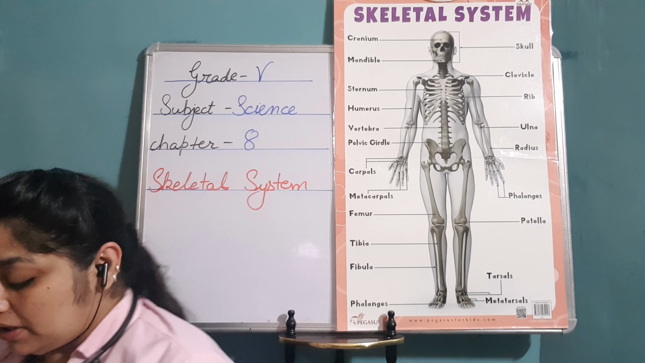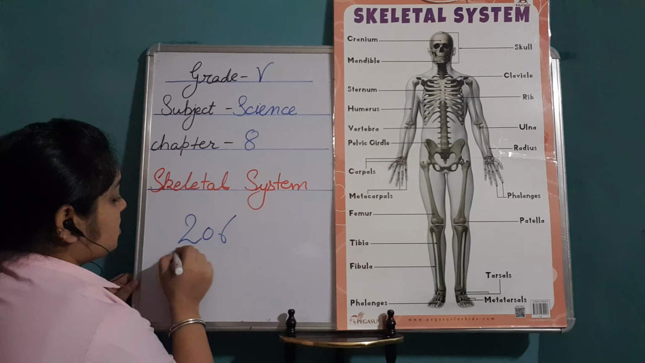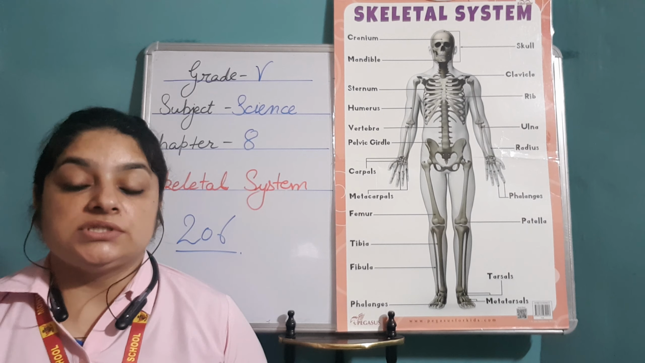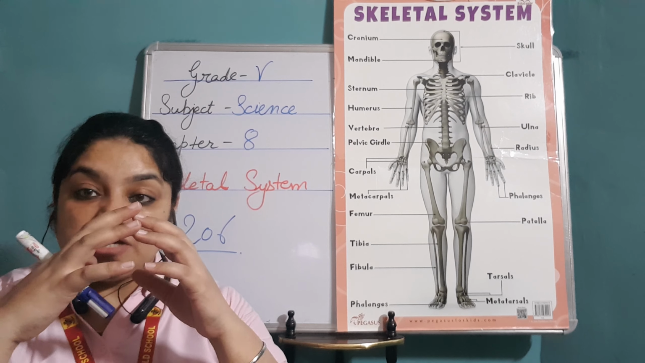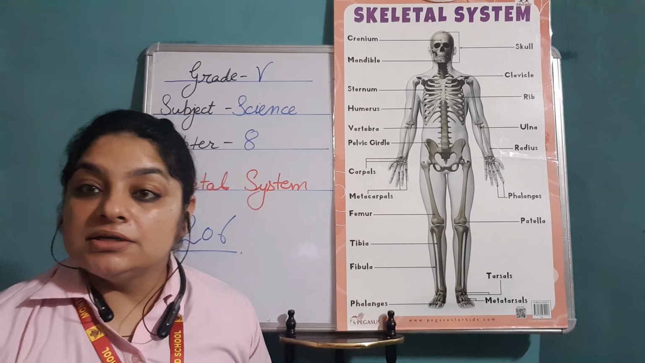You know, human body is made up of 206 bones. Together they form a framework of bones. That organ system which is made by a framework of bones, that complete is known as skeletal system.